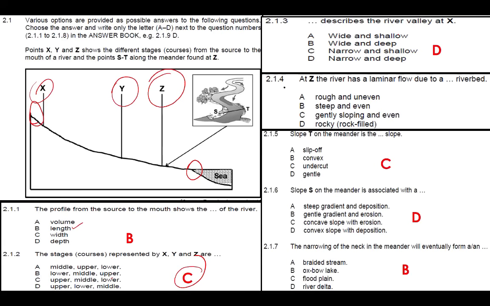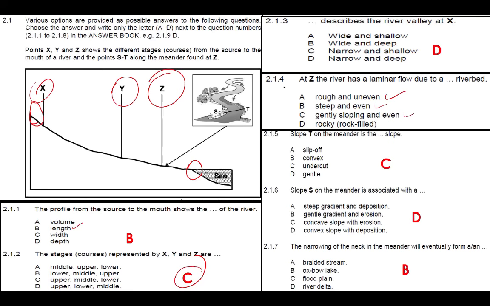And then at Z, the river has a laminar flow due to a river bed. How is the river bed at Z? Is it rough and uneven? Is it steep and even? Is it gently sloping and even? So the correct answer there will be number C.